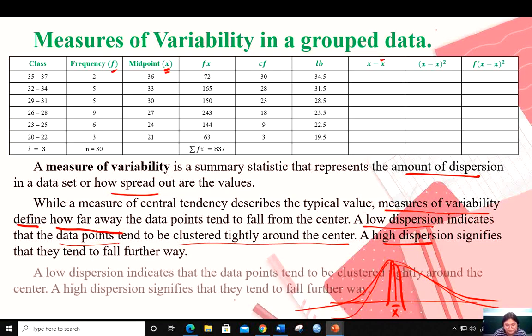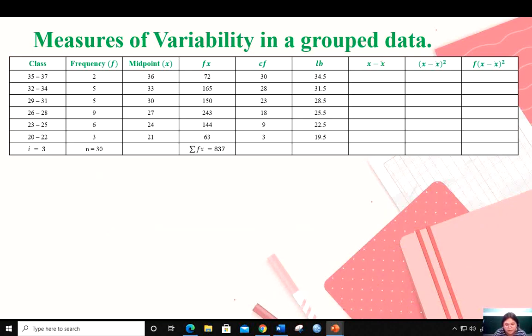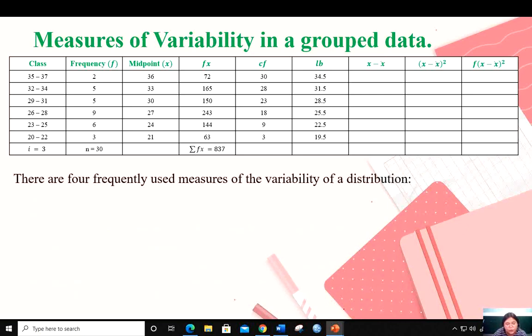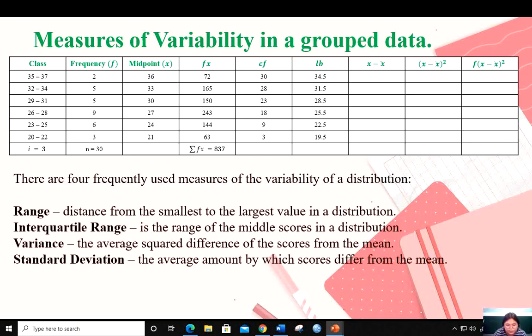Okay? Sabi dyan, a low dispersion indicates the data tends to be clustered tightly around the center. A high dispersion signifies that they tend to fall further away. Okay po, lumalayo sila sa center. Okay? There are four frequently used measures of the variability of distribution. The first one is the range. Diba? Pag sinabi nating range, it is the distance from the smallest to largest value in the distribution.